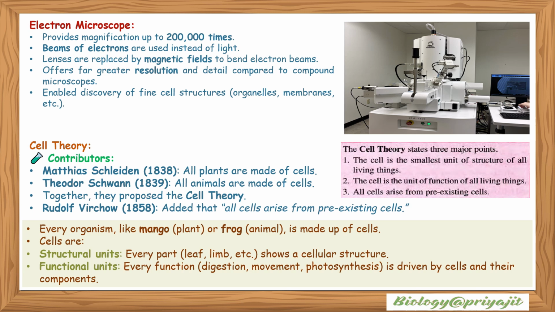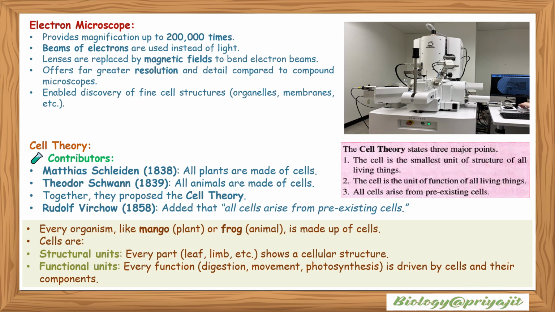Cell theory contributions. Matthias Schleiden in 1838 proposed that all plants are made up of cells. Theodor Schwann proposed that all animals are made of cells. Together they proposed the cell theory. Rudolf Virchow in 1858 added that all cells arise from pre-existing cells.